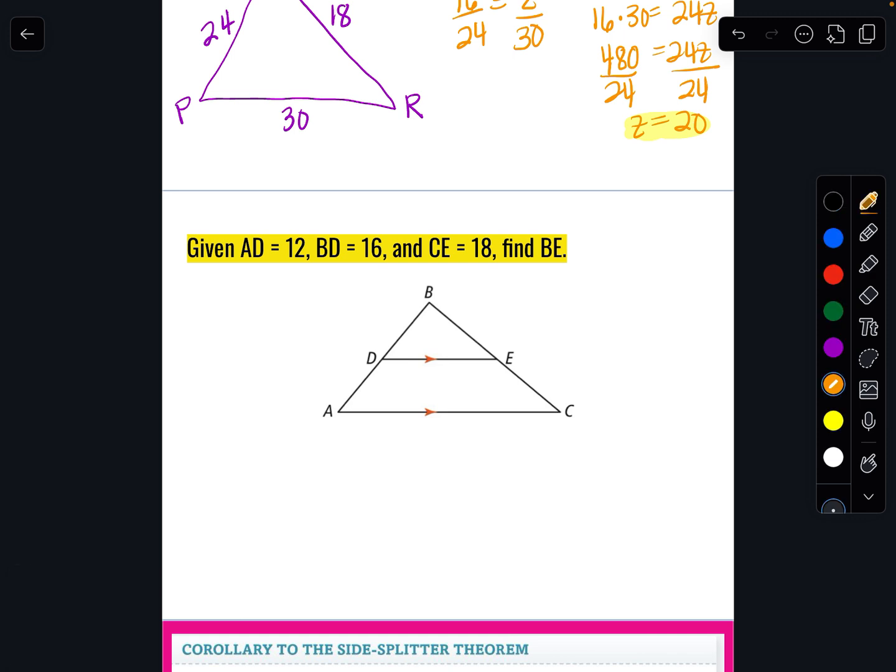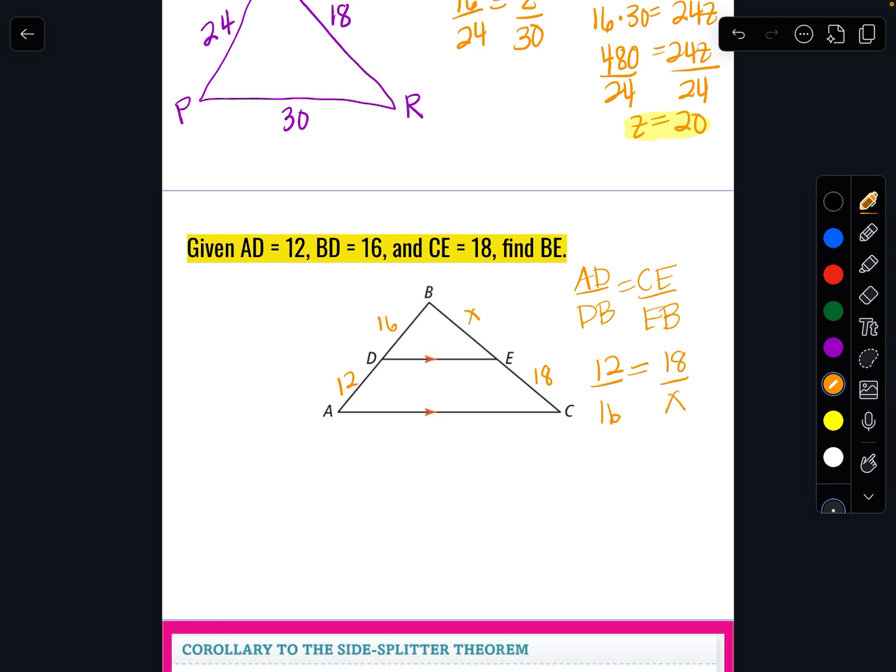All right, this one, given that AD is 12, BD is 16, CE is 18, find BE. Well, I know that AD over DB equals CE over EB. So plugging in what we know, 12 divided by 16 equals 18 divided by X.